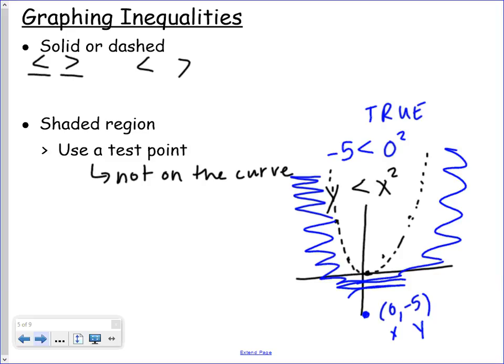If I had picked a different point, and I'll pick (0, 3), and I plug that into my original equation, then I would get something like 3 is less than 0 squared. How do you feel about 3 is less than 0? Not so hot. That's false. So if your test point is false, like my green point right here inside my parabola, don't shade where that point is. So that would have told me shade outside the parabola. So either way you do it, you're going to get the same location.